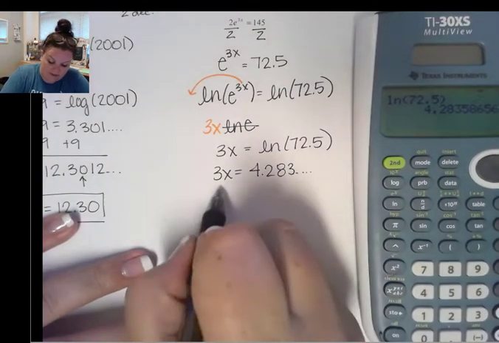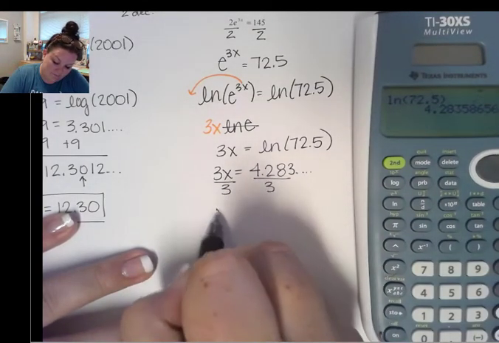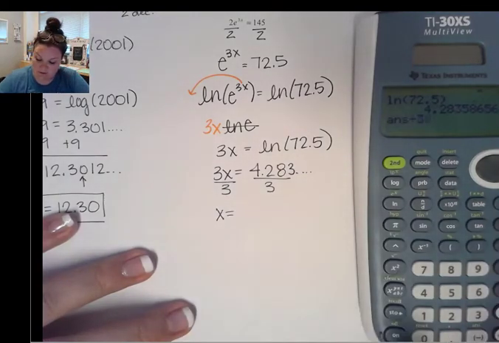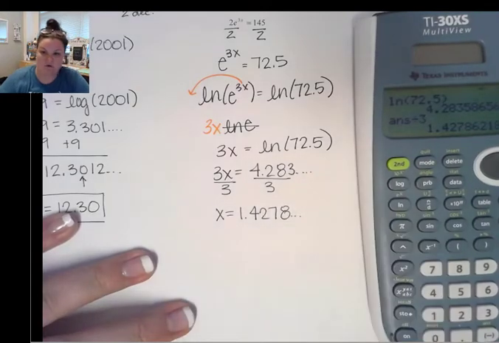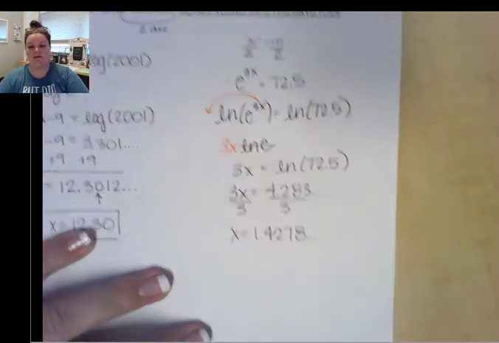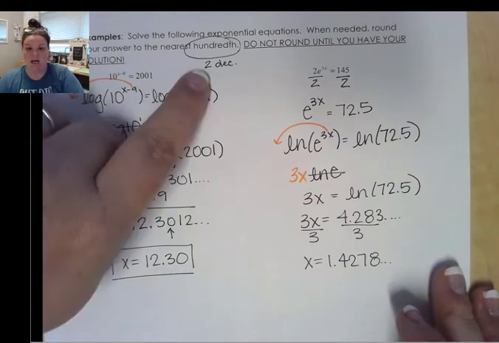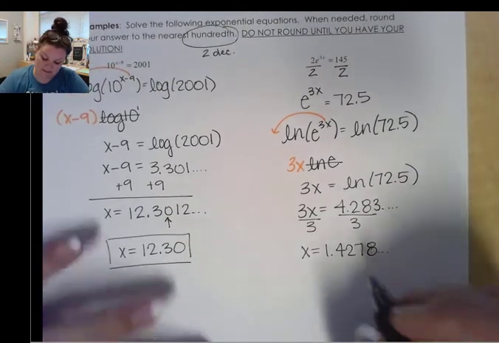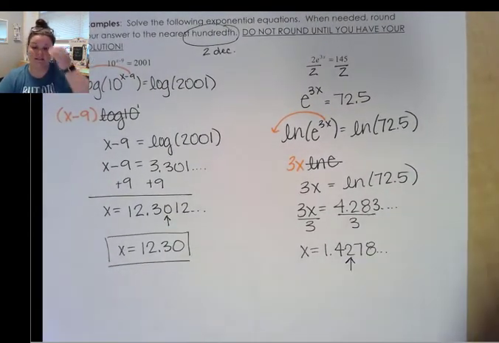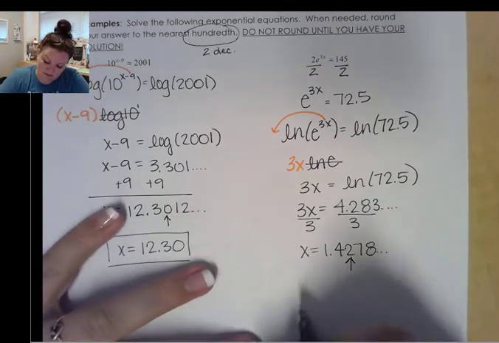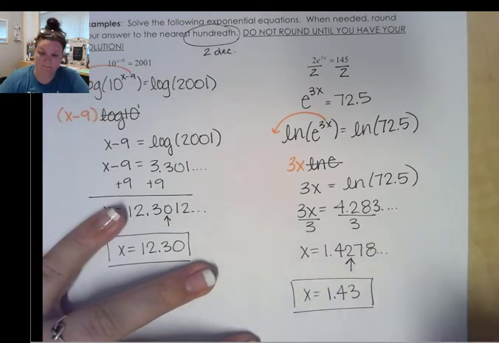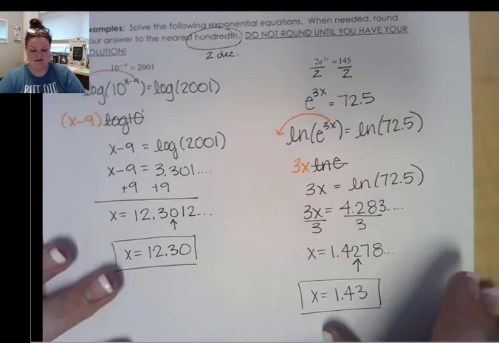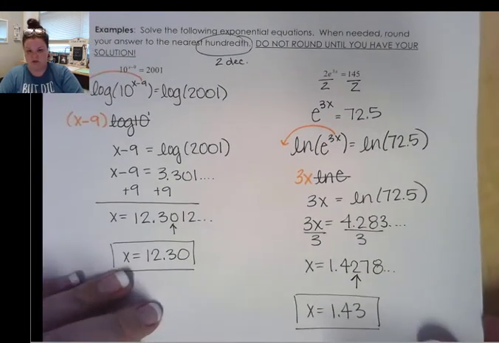And then I want to go ahead and divide off that 3. So I'm going to divide by 3, which gives me 1.4278 and some more stuff, right? And then again, my instructions said to round to the nearest hundredth. So that's 2 decimal places. So my second decimal place is this 2. Because it has a 7 behind it, that's going to bump it up. So we're going to say this is approximately 1.43. Okay? All right. Let's look at some more.